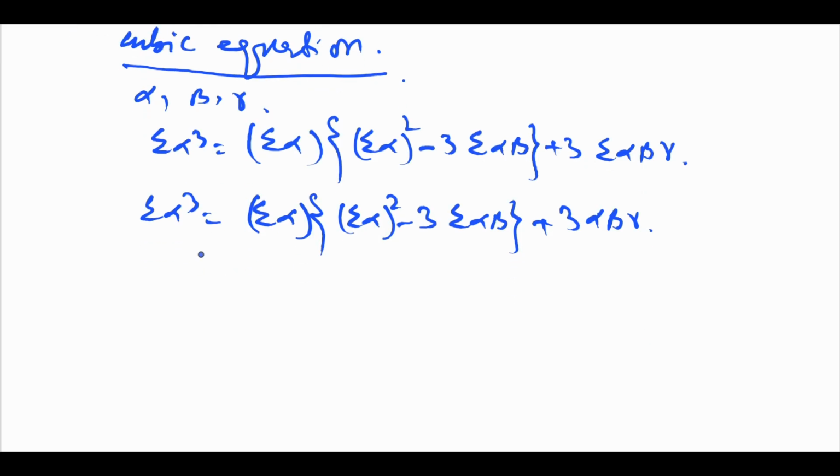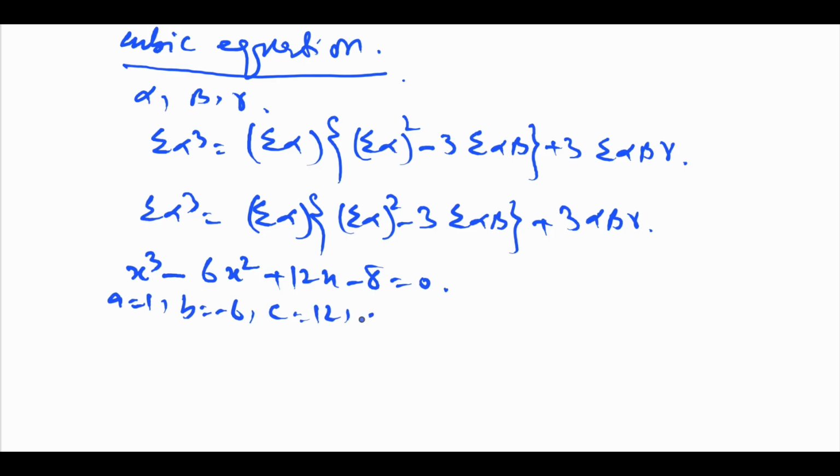Suppose the cubic equation is x cubed minus 6x squared plus 12x minus 8 equal to 0. Here a is 1, b is minus 6, c is 12 and d is minus 8. So sigma alpha is always equal to minus b over a, which is 6.